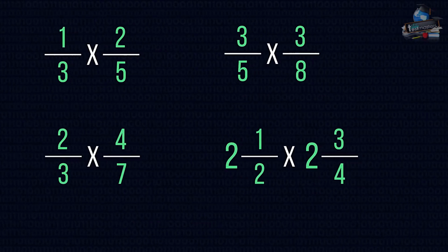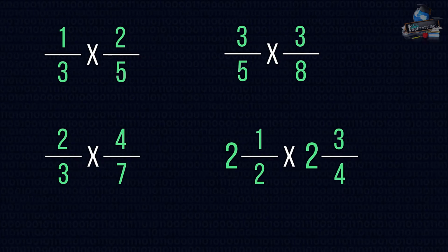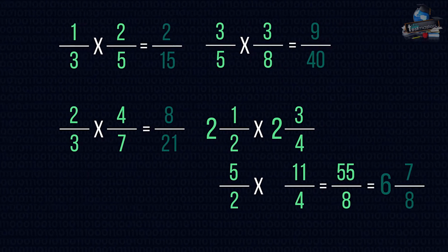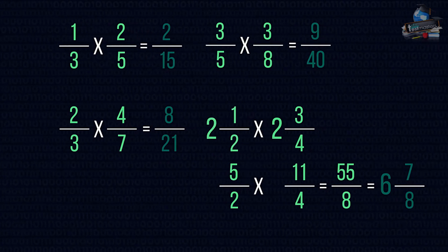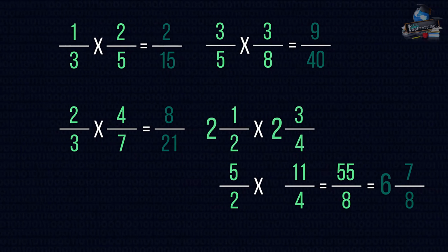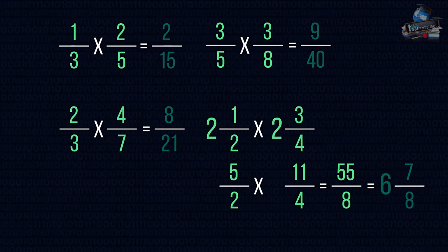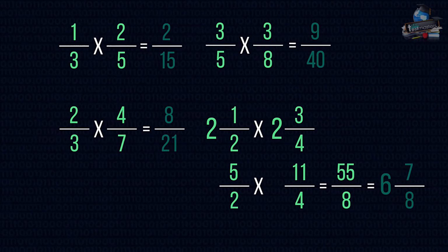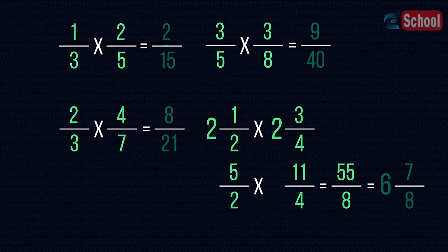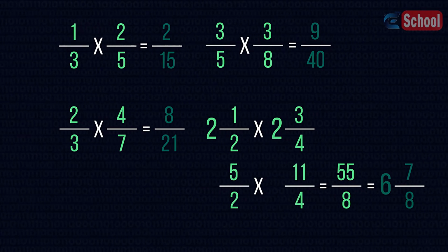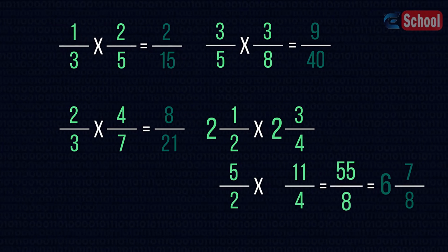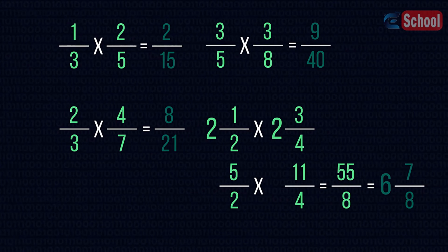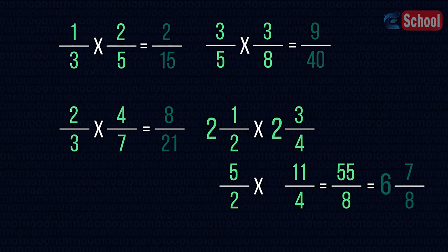Have a go at these questions here. How did you do? To solve 2 and 1/2 multiplied by 2 and 3/4, we first need to convert to an improper fraction. So the question becomes 5/2 multiplied by 11/4. This gives us 55/8, which needs to be converted back to a mixed number, 6 and 7/8.